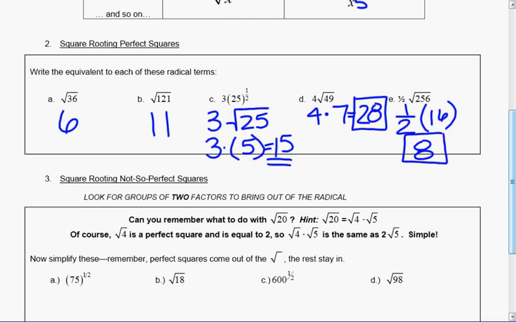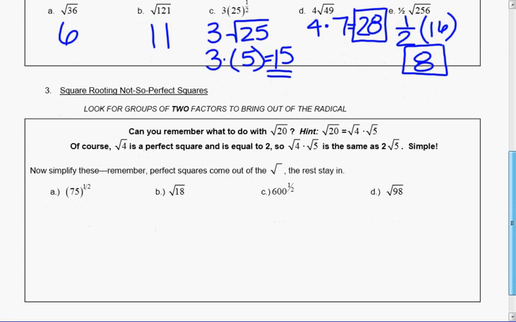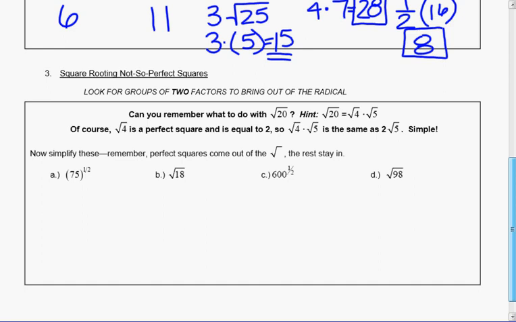Okay, so that's square rooting perfect squares. Just some practice with that. Let's move on to section 3, which is square rooting not so perfect squares. So here's a little hint at the top. It says look for groups of 2 factors to bring out of the radical. All right, so here's a little example right here.